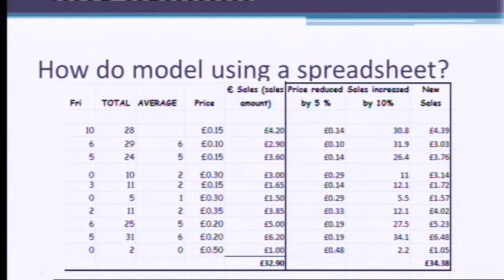What we're going to do is we're going to model it by adding some extra columns and reducing the price by 5% and also increasing the sales by 5%. I can then work out the old sales and the new sales and compare the difference. As you can see, the old sales worked out to be £32.90 as the grand total at the bottom of the spreadsheet, and the new one is £34.38. So I can see here that if I were to reduce the prices by 5% and the sales increased by 10%, it would be worth running through this model.